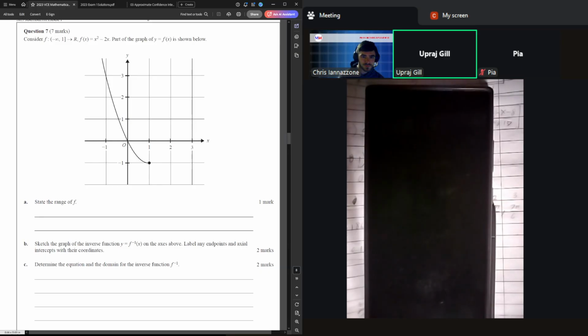Is it -1 to infinity? Yeah, that's super chill. But I think because there's the closed bracket, like the closed circle, is that inclusive? It is inclusive. Yeah, correct.